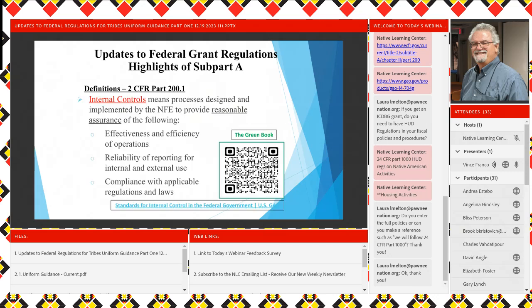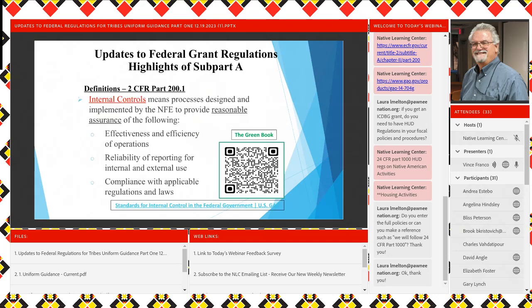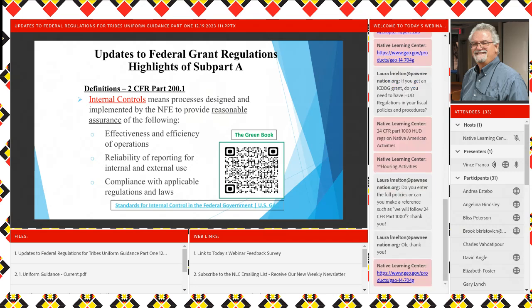Here's the big one that I want to hover on for a minute, because it's probably one of the smallest regulations in the whole thing. We're in subpart A now. Hold on a second. We're still in definitions. Okay. Subpart A, still definitions. I'm going to move a little quicker after this. Internal controls, probably one of the shortest citations in the regulations with the biggest impact.